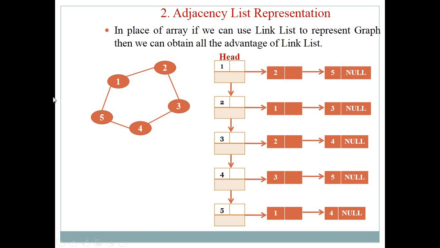Okay, if we go from 1 to 2, then for representing 2, we can find that from node 2 we have path 2 to 1 and also 2 to 3. So this is the representation of a graph using linked lists.